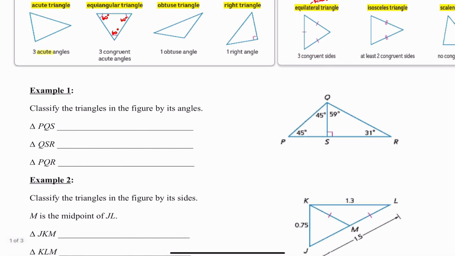Classify the triangles in the figure by its angle. Triangle PQS, okay? So how I like to read this, it's like reading an angle, but you're going to close it. So here's P, Q, S. I'm going to go in order. Here is triangle PQS, and then you close it. So you're referring to this particular triangle.